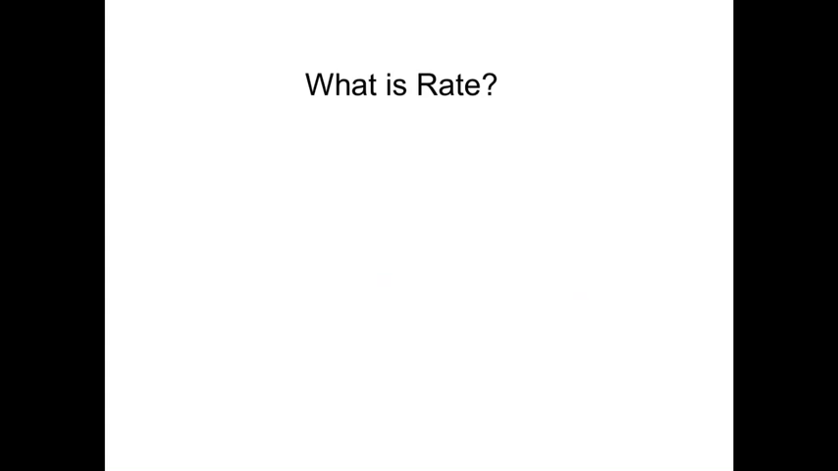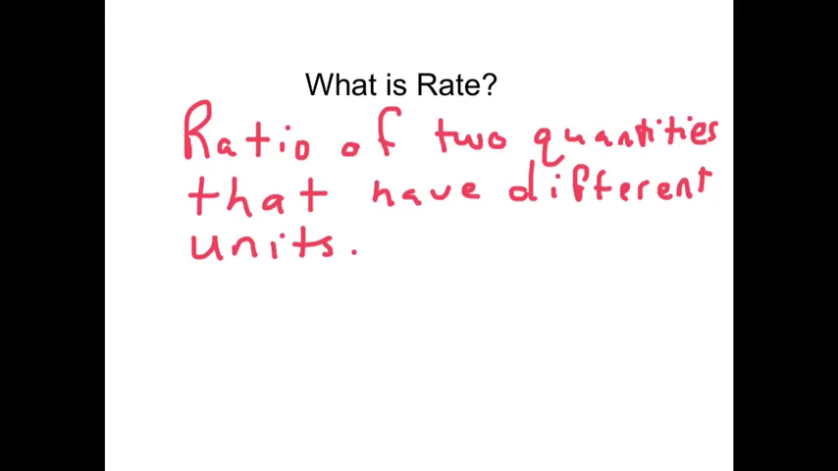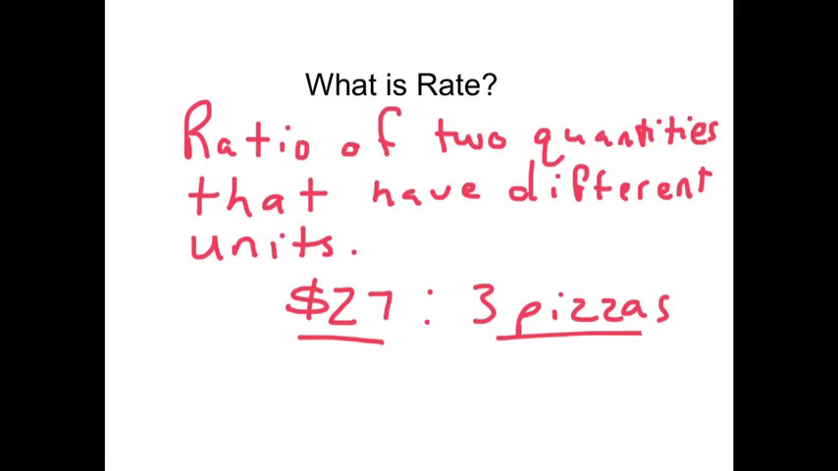Now a rate is related to a ratio. A rate is a ratio of two quantities that have different units. So for example, if we go back to our ratio from before, $27 for 3 pizzas, this ratio is also a rate because it's in dollars and pizzas. These are two different units.